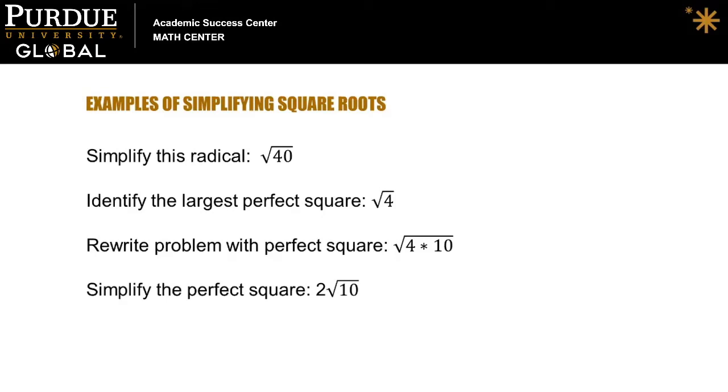We rewrite the problem with the perfect square and the leftover number. We now have the square root of 4 times 10. We can break this up into the square root of 4 times the square root of 10. Since 4 is a perfect square, we can simplify it to just 2 and remove it from the square root symbol. We still have 10 under the radical, so we end up with 2 times the square root of 10.